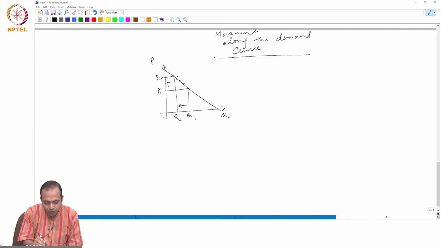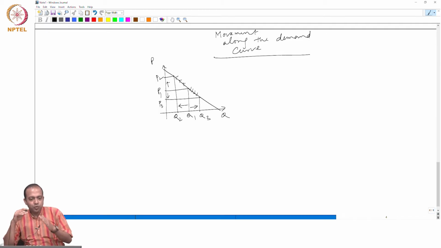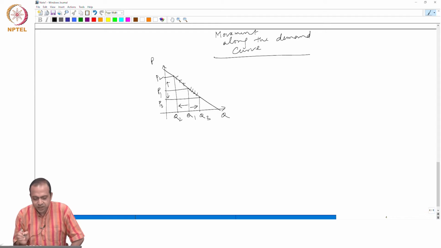Similarly, when price falls from P1 to P3, quantity demanded actually increases from Q1 to Q3, and that is how you see that when there is a change in price, we get a movement along the demand curve, either upward or downward. So, a change in price makes a movement along the demand curve. That is what I am saying.